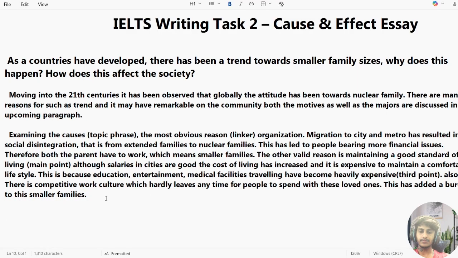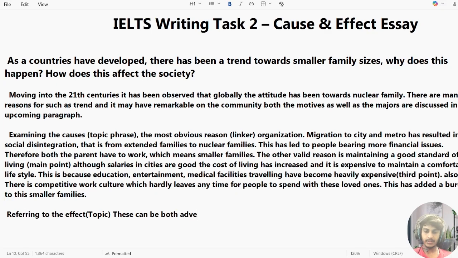Now our body paragraph 2 starts with referring to the effect. Here is a topic: these can be both adverse and good impact. It is a linker.